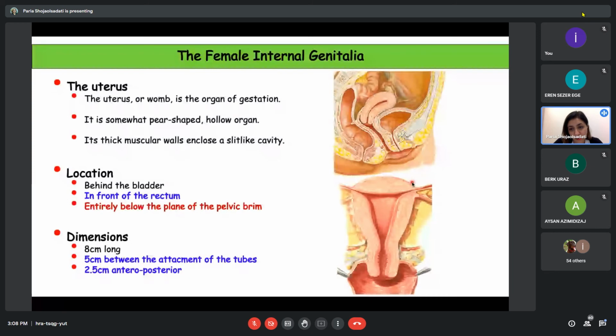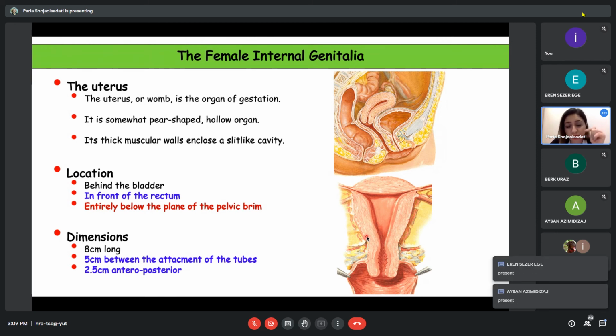and the wall of the uterus is made of three main layers. The endometrium is the internal mucosa of the uterus. The myometrium is the thick muscular layer of the wall of the uterus, and the perimetrium is the cover surrounding this organ in every direction. The perimetrium, in other words, is a layer of the parietal peritoneum.